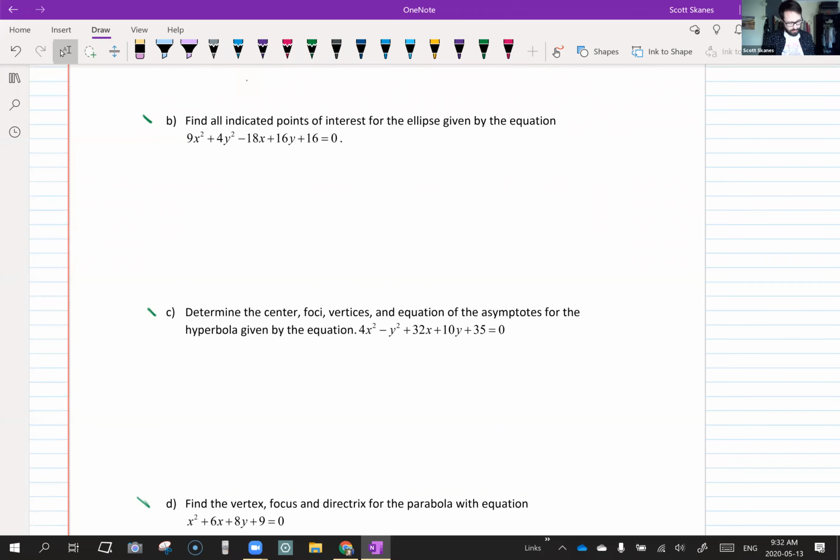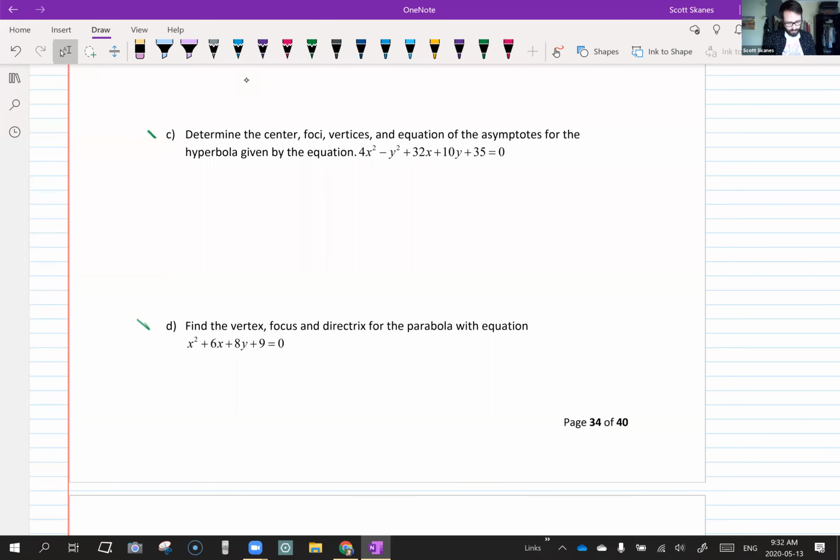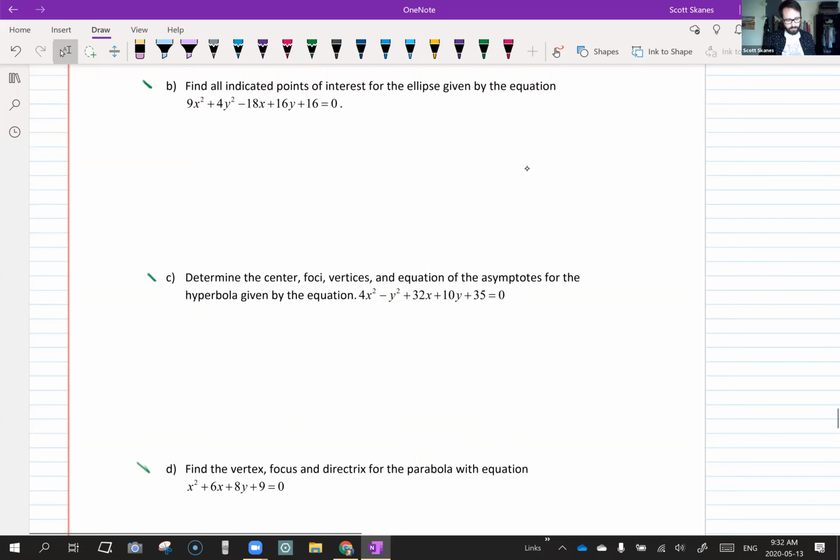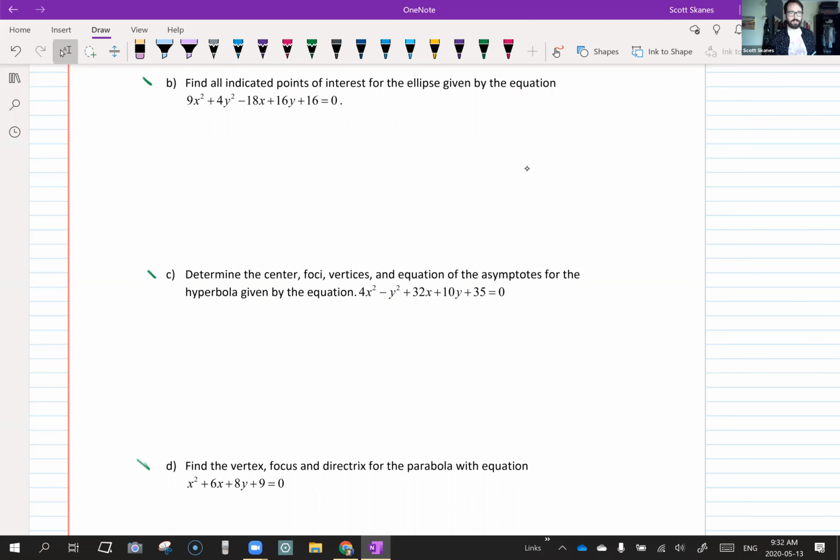B and C and D are all ones that have been done by Tom. He also did not solve the entire question. So let me just make a note of what's going on here. It says, find all indicated points of interest for the ellipse given by this equation, which means that you need to complete the square to get it into general form, or standard form. And then you need to get the center and the vertices and the co-vertices and the foci and the eccentricity. So it's a massive question.